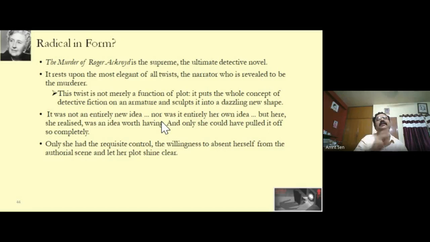A pioneering departure, আমি বলবো, আগাথা ক্রিস্টি 3টে নভেলে করেছিলেন। এক, Murder of Roger Ackroyd; 2, the Murder on the Orient Express; and 3rd, the ABC Murders. Orient Express, there are 12 murderers.